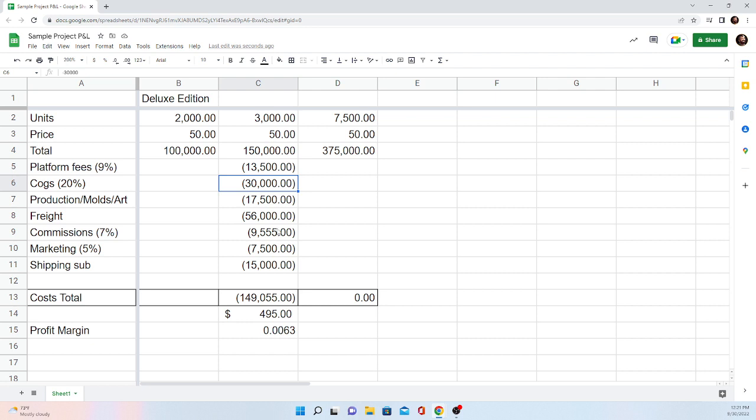But let's just say that this is the low end, because sometimes what you're going to see is, our COGS go down substantially at 7,500 units compared to 3,000. So you might have to run this a couple times. Let me just do this. Will take me a minute.